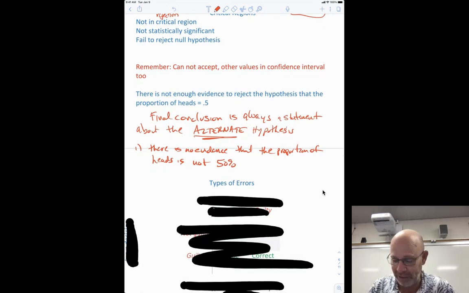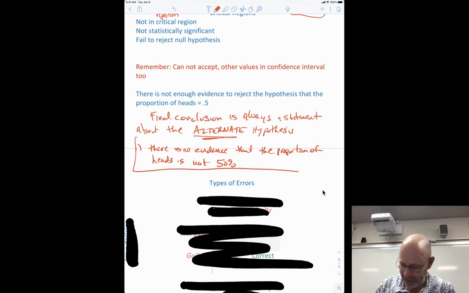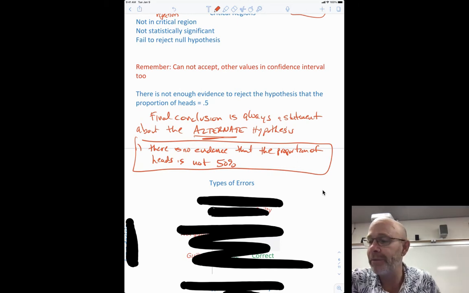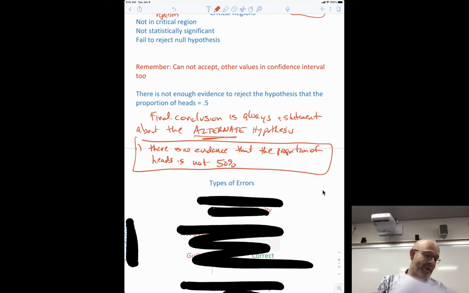If you rejected the null hypothesis, you would just take out that word no. It would just say there is evidence that the proportion of heads is not 50%. Those are the only two possible final conclusions in a hypothesis test, all right? It's always about the alternate hypothesis. All right. So we'll do a couple more examples in class.